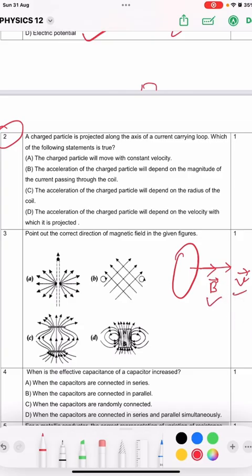So B and V are parallel. So there will be no force because it is parallel. So 0 degree, and the magnetic force on the charge will be 0, and hence no force, and hence no change in velocity. So the charged particle will move with constant velocity. Now let us see question number 3.